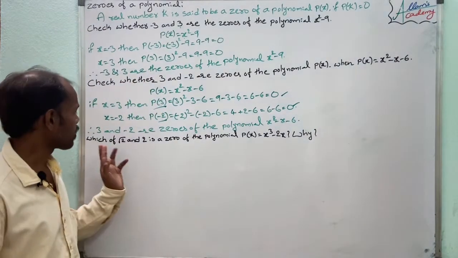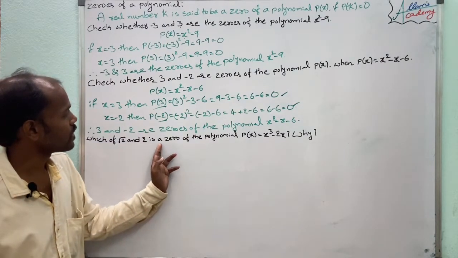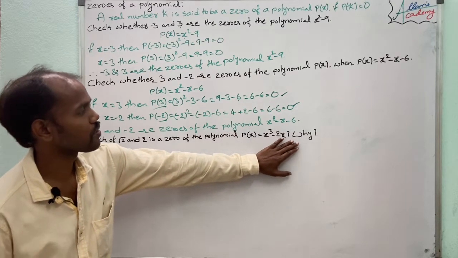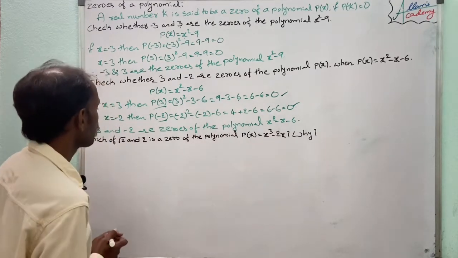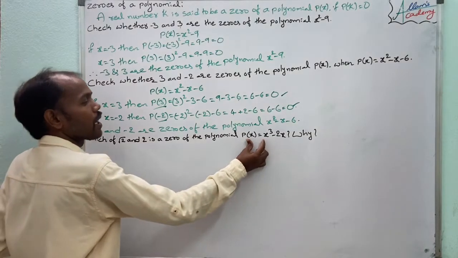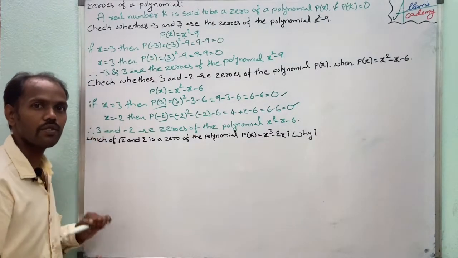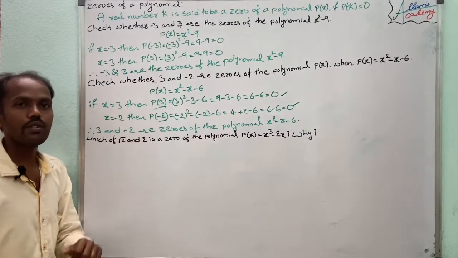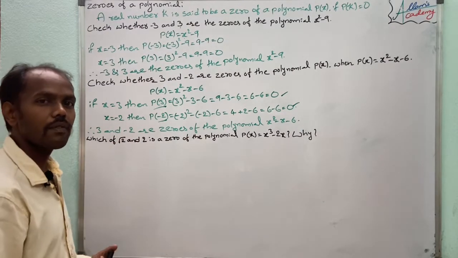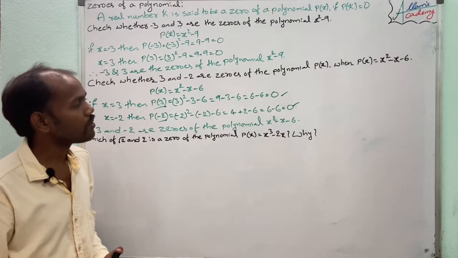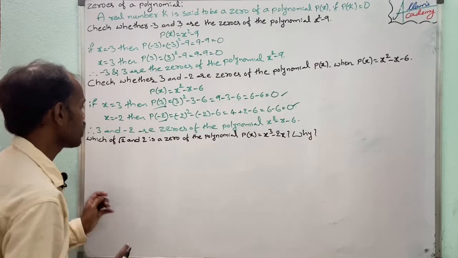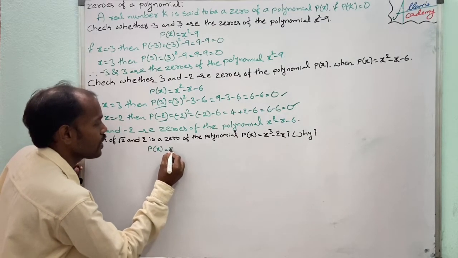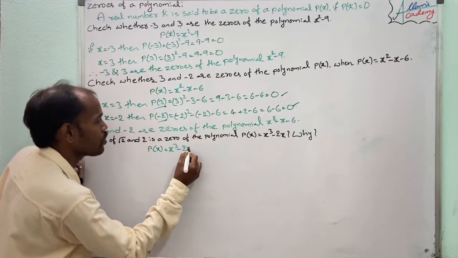Okay. The next problem is: which of root 2 and 2 is a zero of the polynomial p of x equal to x cube minus 2x? So in the given polynomial p of x equal to x cube minus 2x, we have to substitute in the place of x one time root 2, another time 2. Now in that, which time do we get p of x equal to 0? Now we check. First, the given polynomial p of x equal to x cube minus 2x.